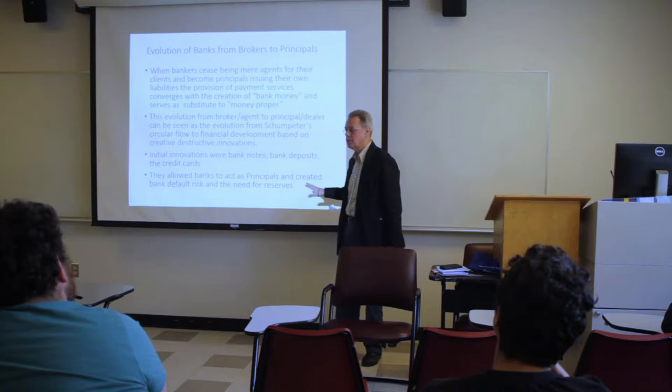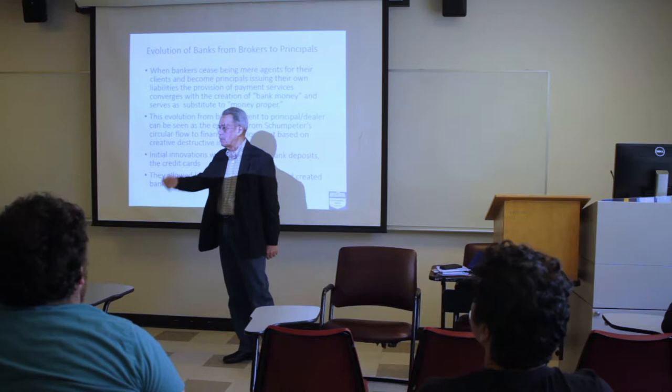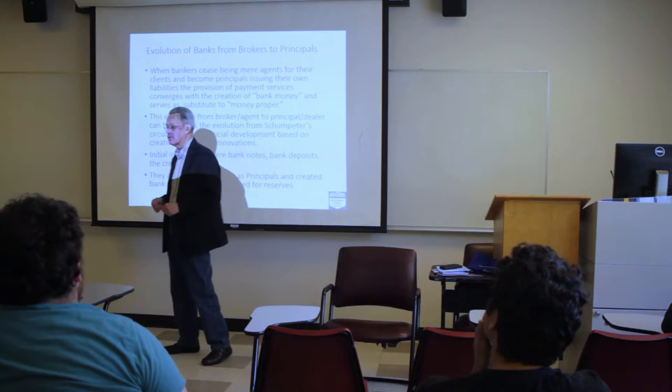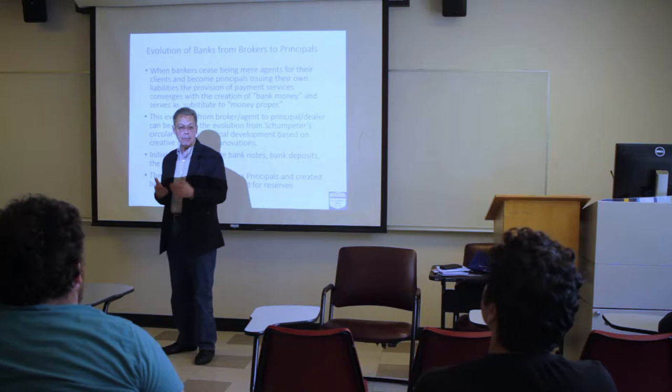So it's all of these innovations that allow banks to do this, but at the same time, what does this do? It creates the risk of non-payment by the banks. Because if I'm acting as principal, I'm issuing my own liability, and I'm using that liability to provide Schumpeter's entrepreneur with his purchasing power in order to innovate in the system, what happens if he doesn't make it? What happens if he fails? What happens if a whole lot of them fail? Then the bank fails.